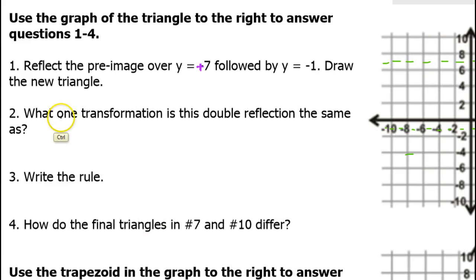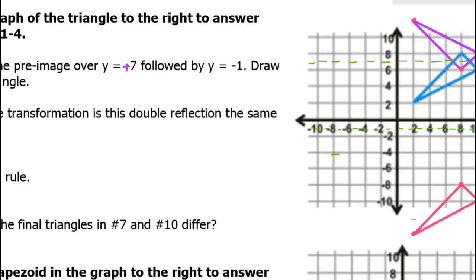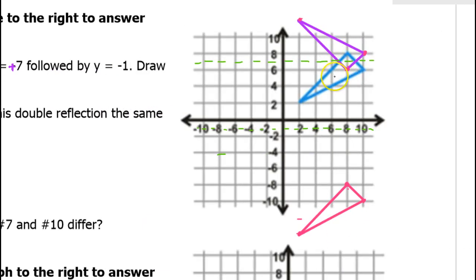Problem number 2 asks, what one transformation is this double reflection the same as? Okay, so in other words, instead of reflecting to the purple triangle and then reflecting to the red triangle, what transformation would take me directly from the blue triangle to the red triangle at once? Hopefully you can see that the blue triangle and the red triangle are turned the same way. They're not backwards. They are not actually reflections of each other. It's just that the red triangle is lower than the blue triangle.